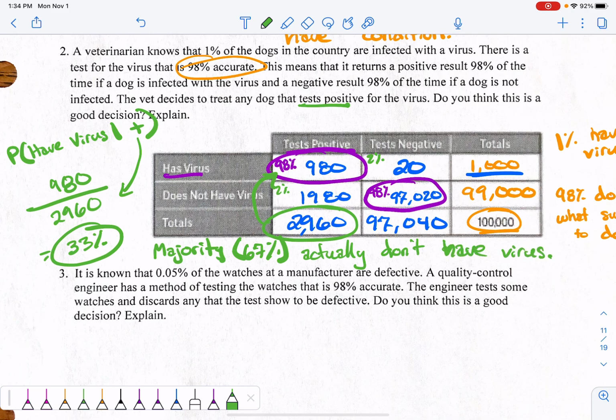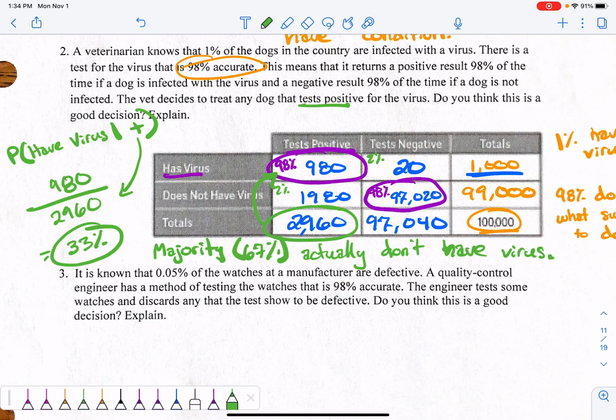Okay, so if we are treating all these dogs that are testing positive, the majority of the time what's happening is that they don't actually have the virus. Now you may go ahead and decide to treat them anyway if it's not very expensive and it's not going to harm them.